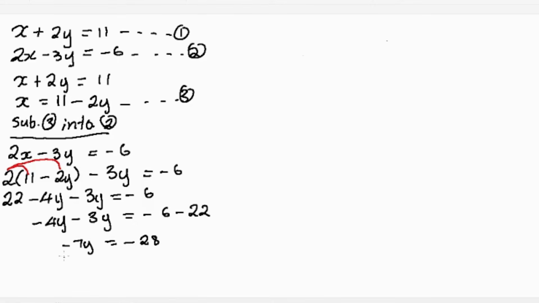And then since we are looking for y, not negative 7y, we are going to divide by negative 7 on both sides, so that negative 7 can cancel negative 7, and then we are going to have y equals, I think it's 4.